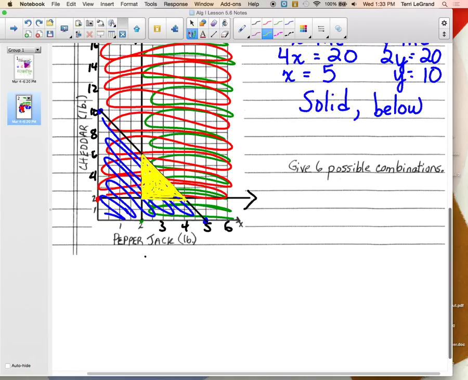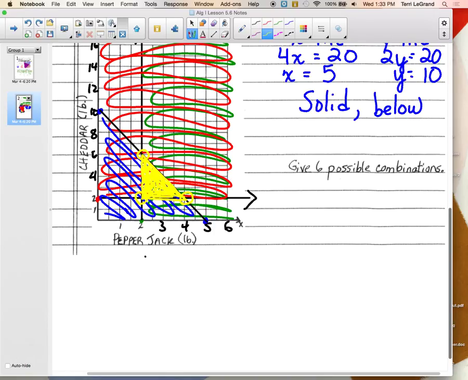How about this point of intersection right here? This point of intersection right here. This point of intersection right here. How about those guys? Yes. Because they are intersecting on what? They're intersecting on solid lines. Both of the lines where that point of intersection where they meet, they are both solid.